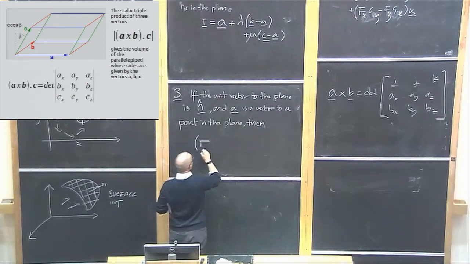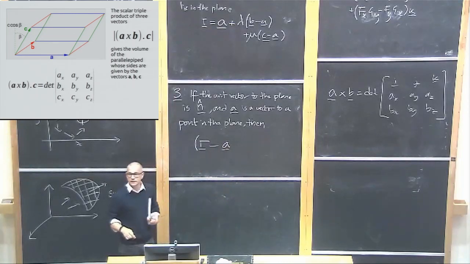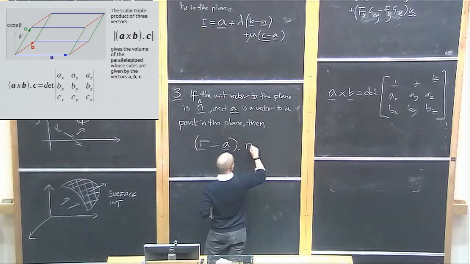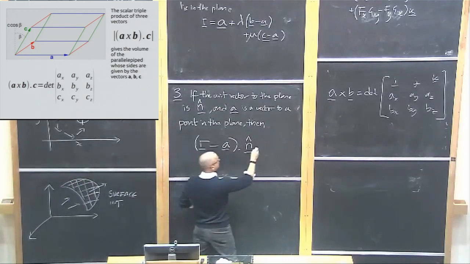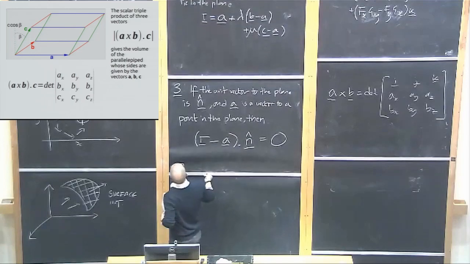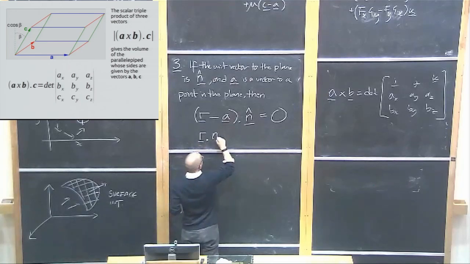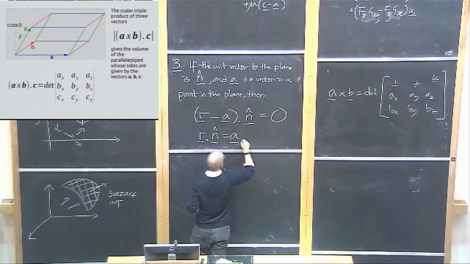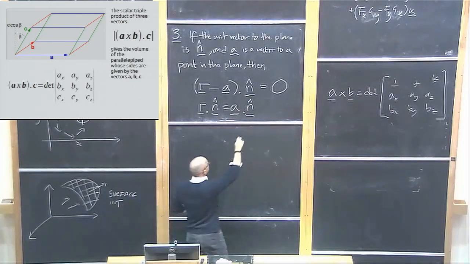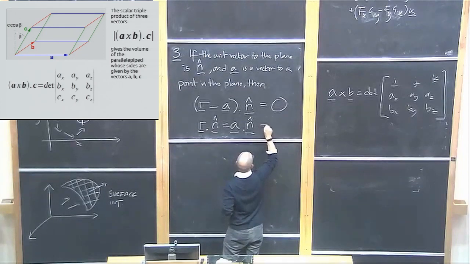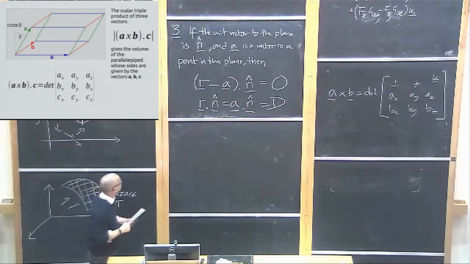We know that R, which is some point in the plane, the vector from that to point A, which is also in the plane, the dot product of that with the normal to the plane, which is then going to be orthogonal to this vector, equals 0. Because the dot product distributes, we then know that R dot n hat equals A dot n hat. And this actually equals a constant. And that constant is the shortest distance from the origin to the plane.